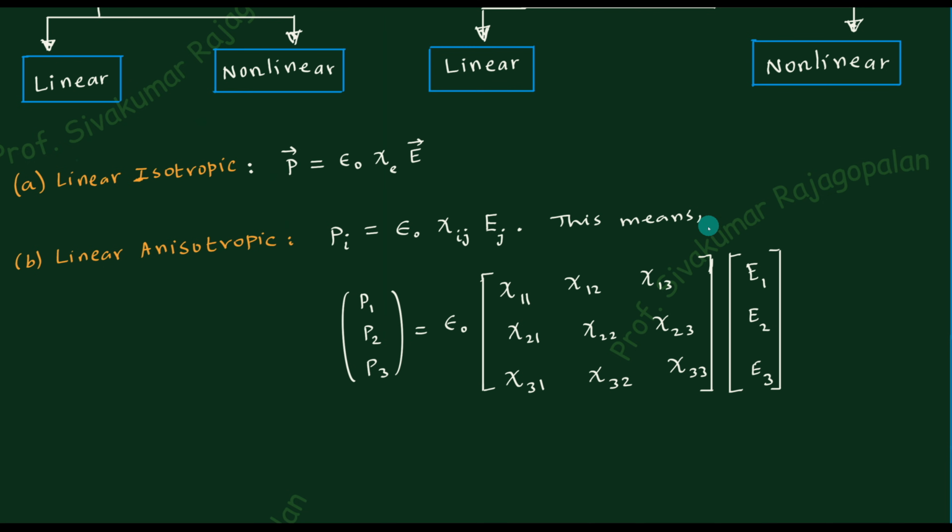So 3 to the power, remember 3 to the power. What is the rank? There are 2 suffixes here. So 2 suffixes means the second rank. 3 suffixes means third rank. So since you have 2 suffixes here, this is known as second rank tensor. Therefore you have 3 to the power 2. So 3 to the power 2 is how much? 9. So you have 9 elements here.